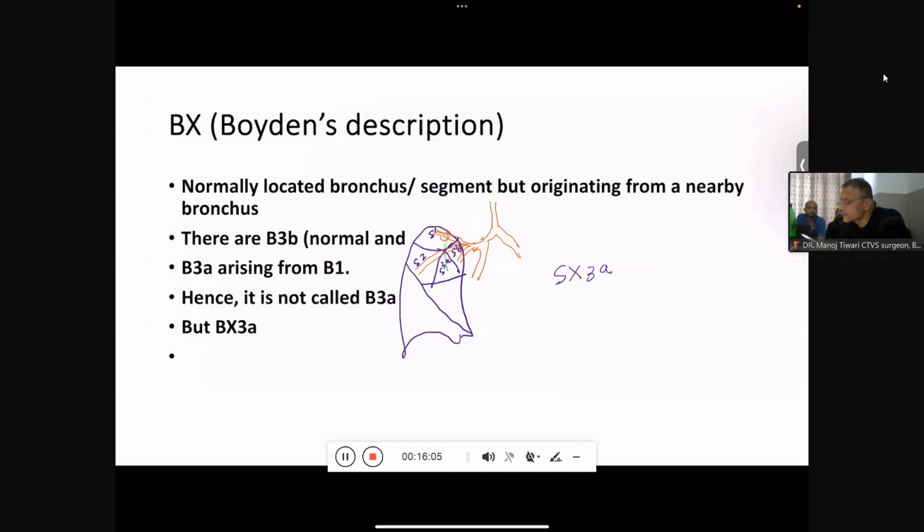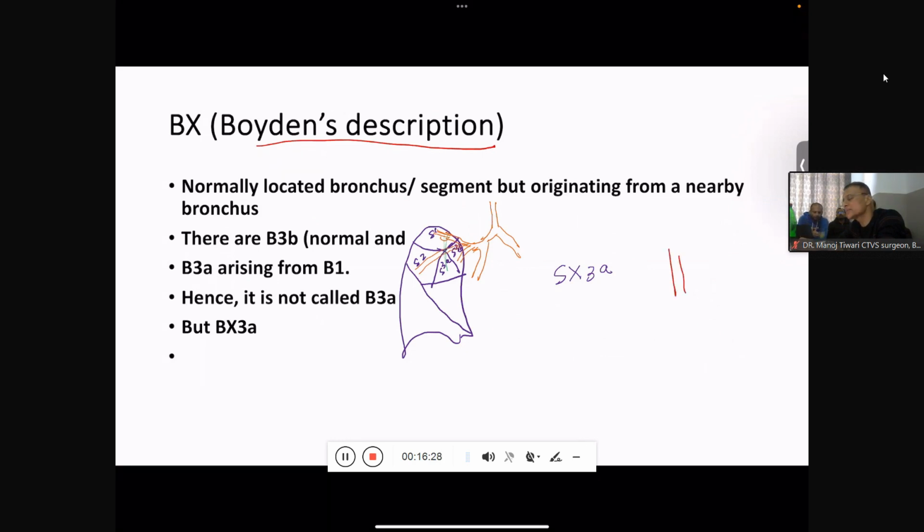Now, there are certain things which have not been described in the Western literature. Boyden, in his description, though he dissected only 50 lungs in cadavers, has mentioned very well that sometimes the bronchus is situated normally, but it arises from the abnormal side. For example, in this pictorial diagram, we assume that this is the trachea, this is the right main bronchus, this is the right upper lobe bronchus.